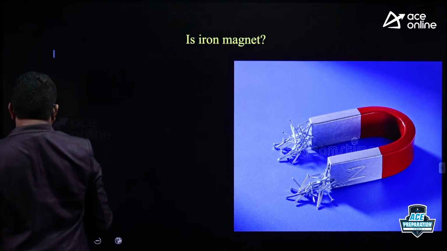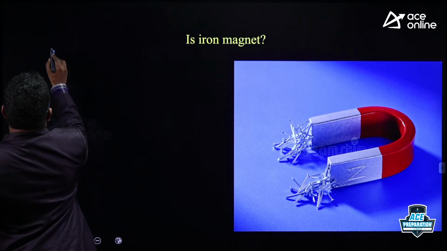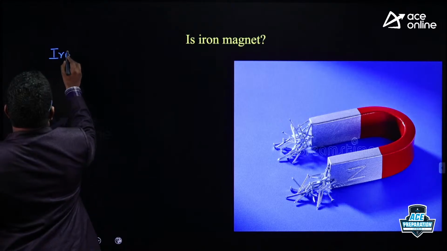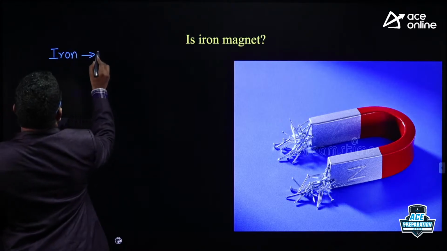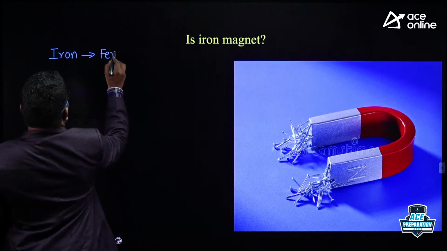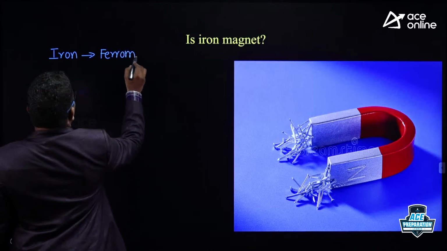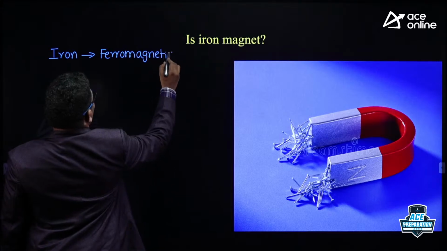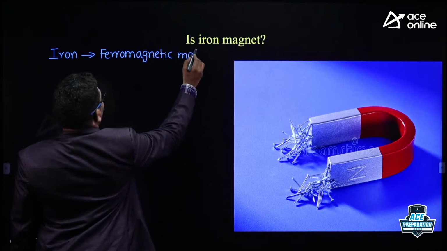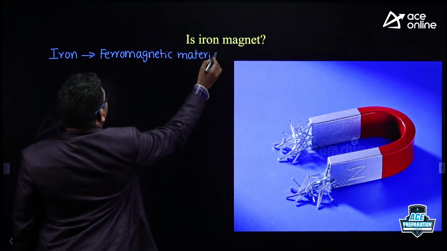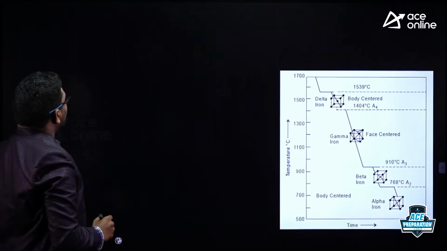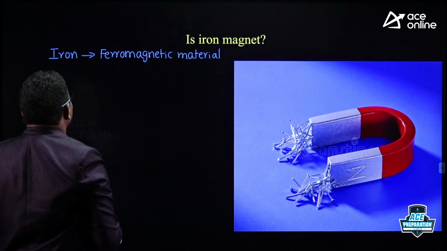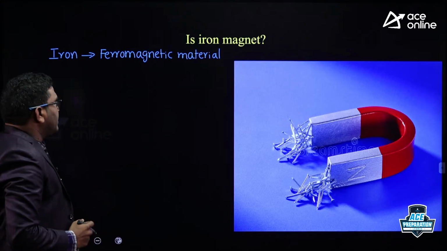Iron is a ferromagnetic material. Ferromagnetic material. Now, listen carefully. What is this ferromagnetic material?